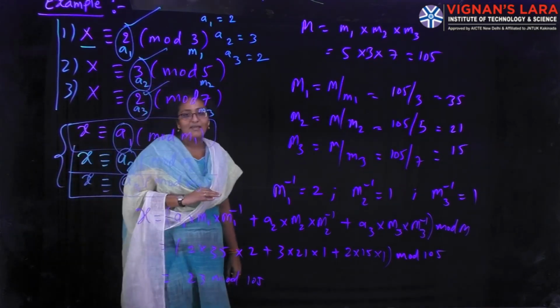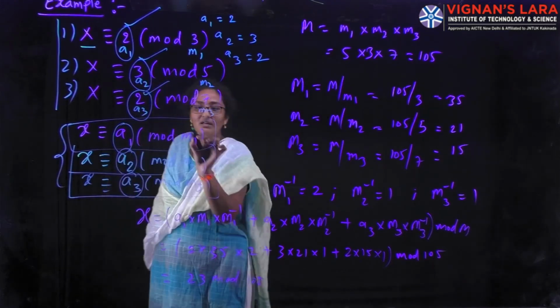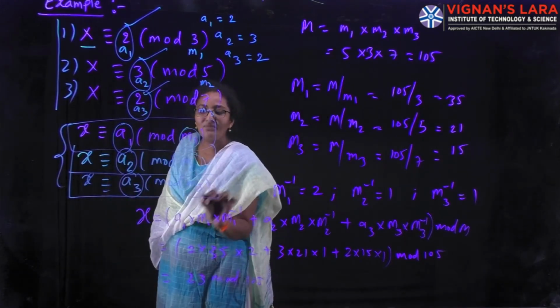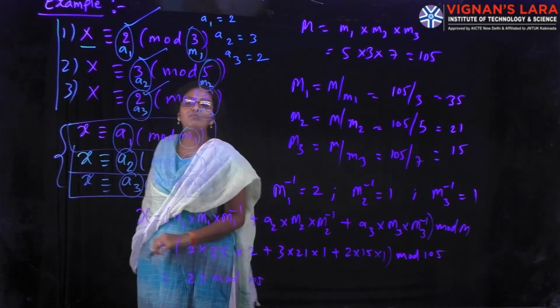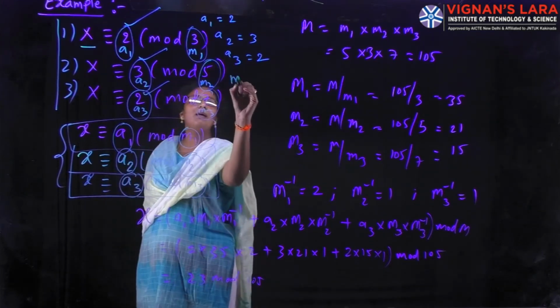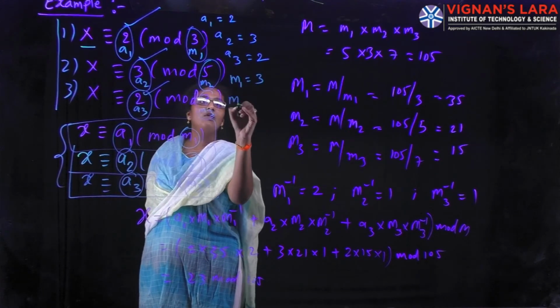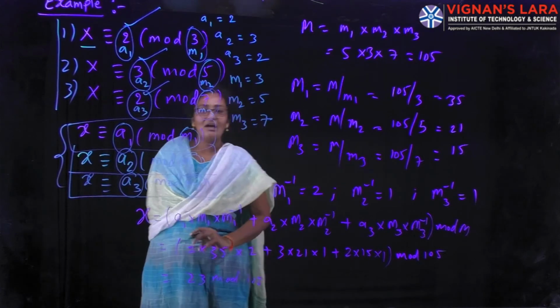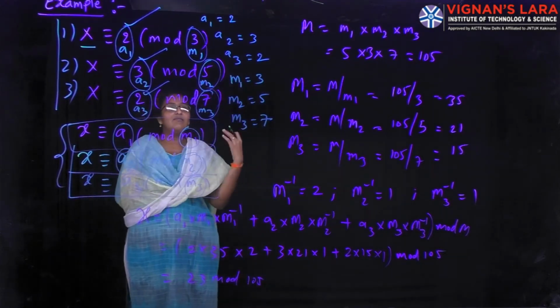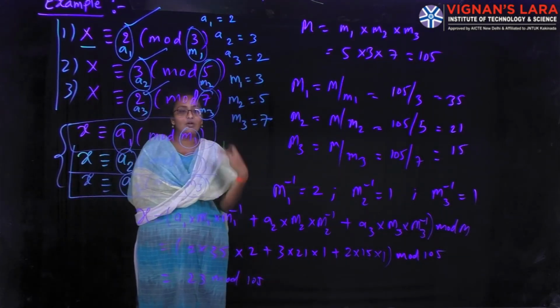Now by comparing the same equations, what will we get? M1, M2, M3. What is the value of small m1? 3. Value of small m2? 5. Value of small m3? 7. Now we have all the values. We need to compute the example by solving it step by step.